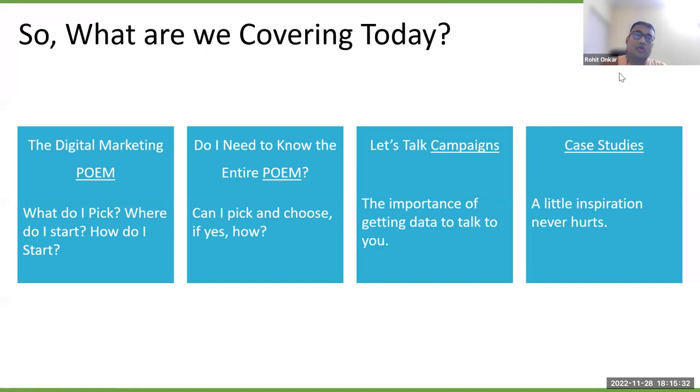There are 4 important things that I want to cover in this 45 minutes, an hour, 1.5 hours that we have with question and answers, right? I want to talk about the digital marketing poem. I've tried to acronymize it because there were a lot of questions saying, I want to start my own SEM agency. Should I start an SEM agency? Should I start a social media agency? How do I prepare for an interview? I'm from a BCom background. I'm from a BA background. How do I get into the field of digital marketing? What can I pick? What can I leave behind? So I'm trying to answer all of that in the first two sections of my presentation. And then I'm going to dive into campaigns. The third part, which is let's talk campaigns, is going to be the most technical part of the presentation.